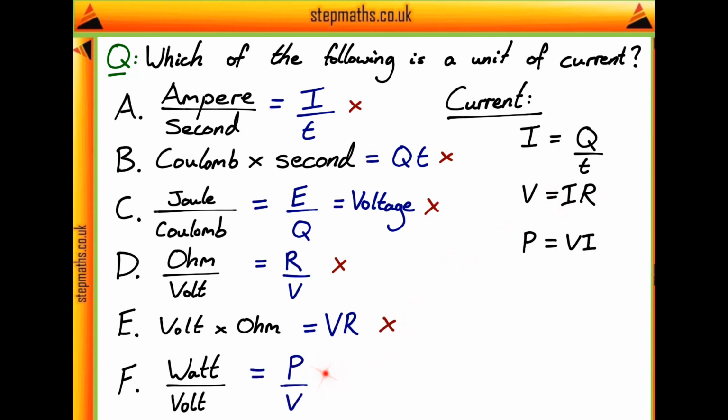And then finally looking at F, we see that this is a power divided by a voltage V. So this is actually going to be the same as our last equation here. If we divide by V, then we just get this. So this is of course equal to a current. So F is going to be our only correct statement, the correct answer which we're looking for.